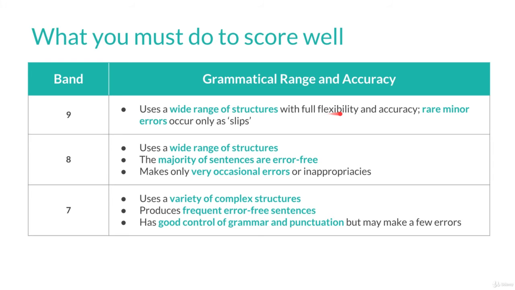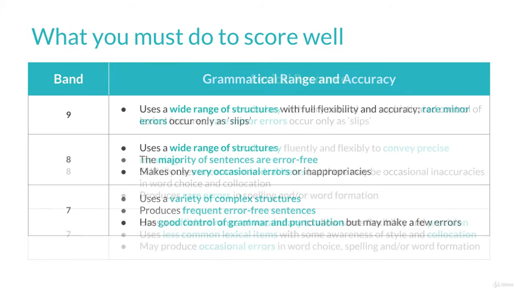Next, you need to make sure that you make very few errors. Take note that it is possible to get a band 9 even if you make some minor errors. However, generally, you should try to avoid as many errors as possible. In other words, the majority of your sentences should be error-free. This means that over 50% of your sentences should not have any mistakes in them. Lastly, you also need to use punctuation correctly. Punctuation includes things like the comma, apostrophe, period, semicolon, and so on.